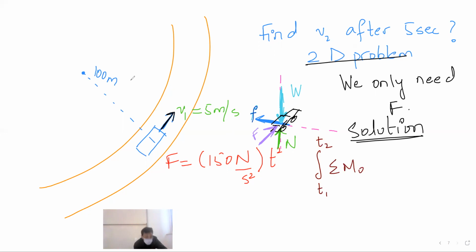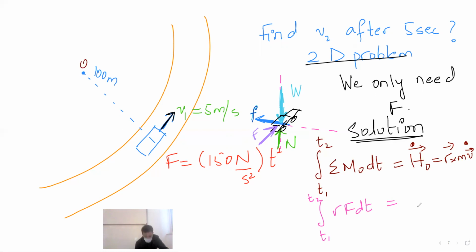Summation of moment about O. You make this point O. The sum of moments equals the rate of change of angular momentum, which is d/dt of r cross mv. I'm intentionally making it a full circle because there is a little O here, so I don't want you to get confused. And you can write it one more time. Integral from T1 to T2 of r times F dt equals r times m times delta V.